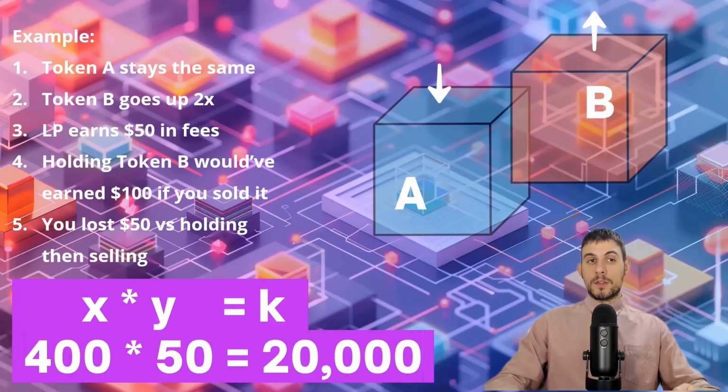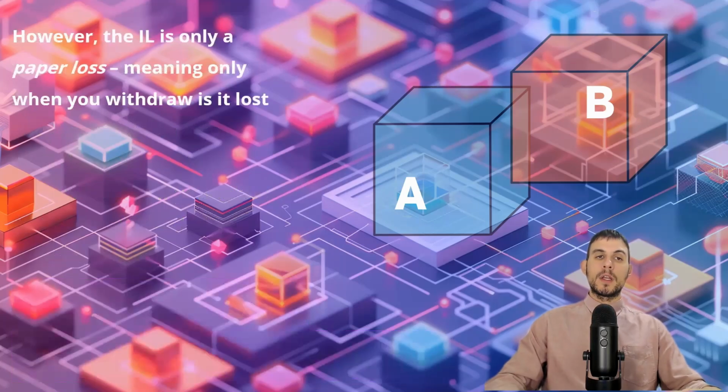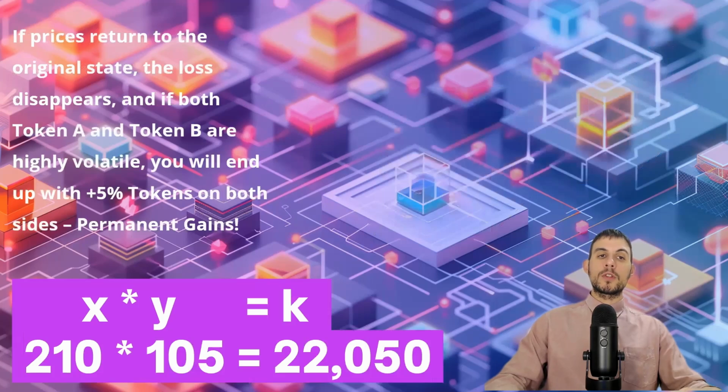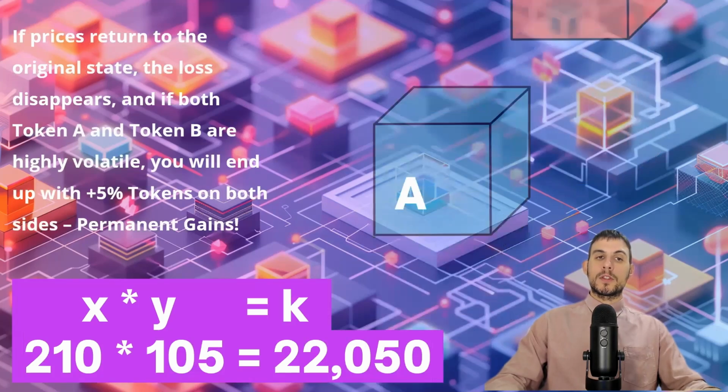So in this instance, because token B has gone up 2x, there's only 50 tokens in the pool, and there's 400 of token A. So it's 400 times 50, and the constant remains the same at 20,000. However, the impermanent loss is only a paper loss, meaning only when you withdraw is it considered lost. If prices return to the original state, the loss disappears.